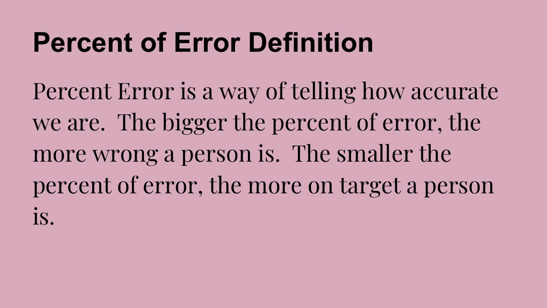Let's start with a definition of percent of error. Percent of error is a way of telling how accurate we are. The bigger the percent of error, the more wrong a person is. The smaller the percent of error, the more on target a person is.